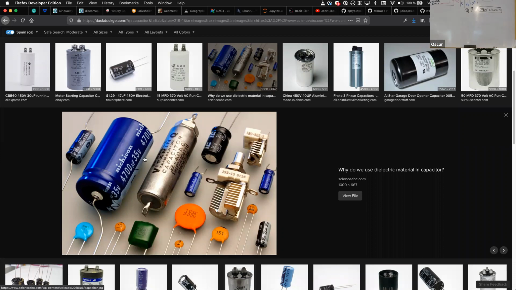So why do we use capacitors in our circuit? Basically, to accumulate some charge. They are normally used for filtering.